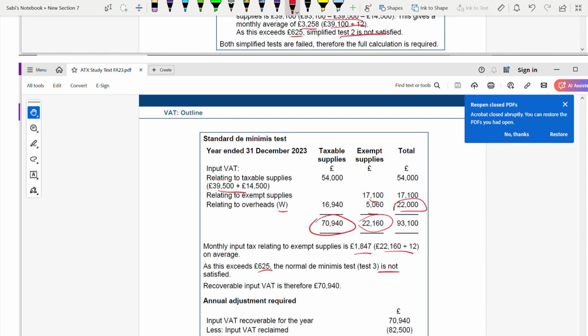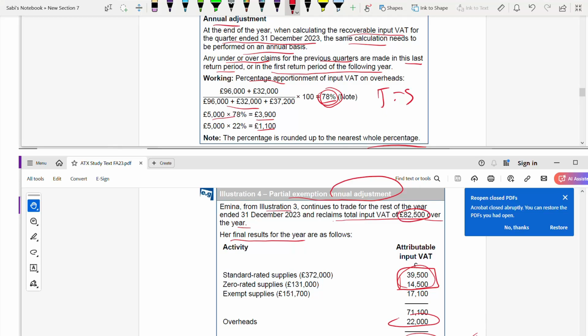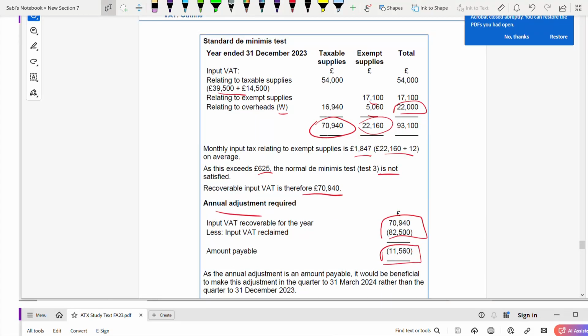Therefore, this is your recoverable input. But if you see, in the year you reclaimed total input VAT of 82,500, but here it is 79,40. It's less, so find the difference. This amount is payable. The input VAT total you can recover is 7,940, but you have reclaimed more. So now you have to pay the excess amount. That's why the amount payable is the difference. Okay, this is what is known as annual adjustment. That is the only difference.